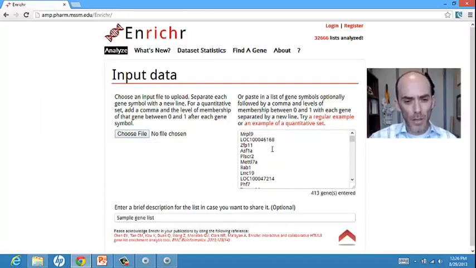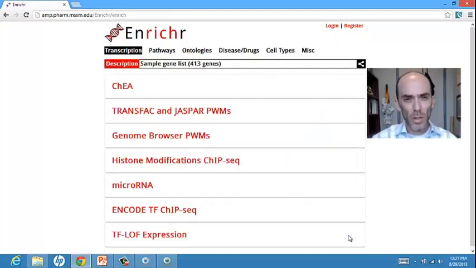So once you have uploaded your list of genes, it automatically tells you how many genes you entered. And you also have the option to fill in a name for your list. Once you upload the gene list, you press the arrow key here, and that executes the enrichment analysis for all of those 34 gene set libraries. So immediately we are shown the transcription category of gene set libraries, and now we can start looking through the results by clicking on each of those categories.